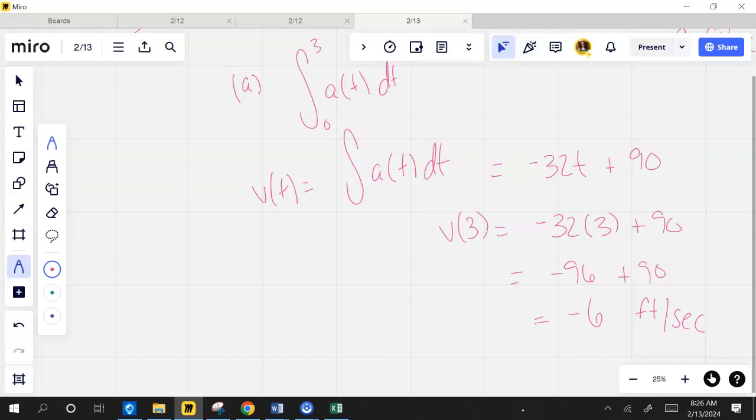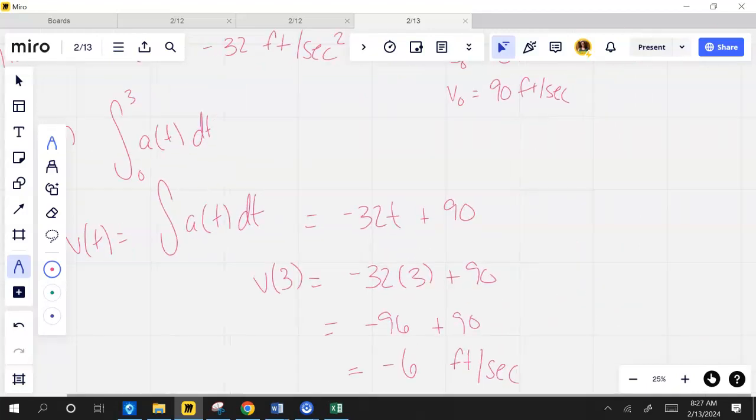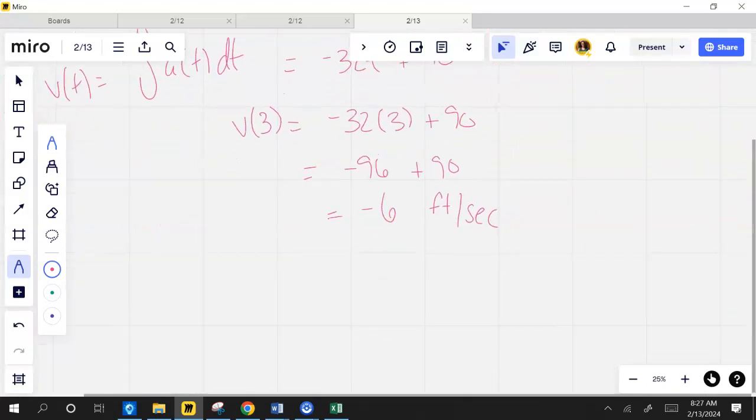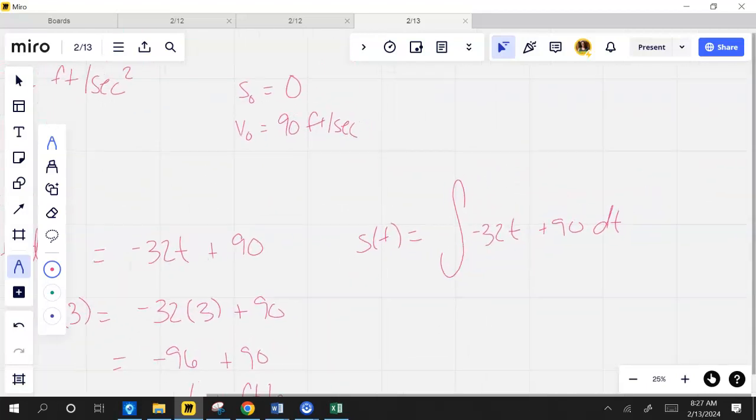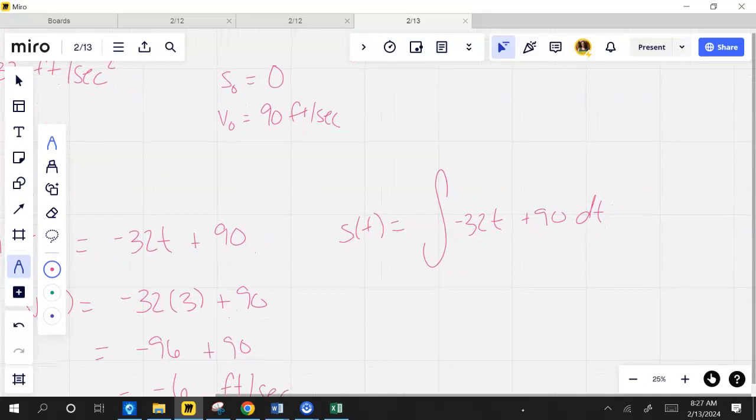All right, part B, when does it hit the ground? So that I need to know position, right? And I want to know when is position 0. So now I need another equation. I need the antiderivative of negative 32t plus 90. That's going to give me position. So I get negative 16t squared plus 90t, and it told me that my initial position was 0. If I put the plus c in here and I did 0, 0, I'd find that c was 0.